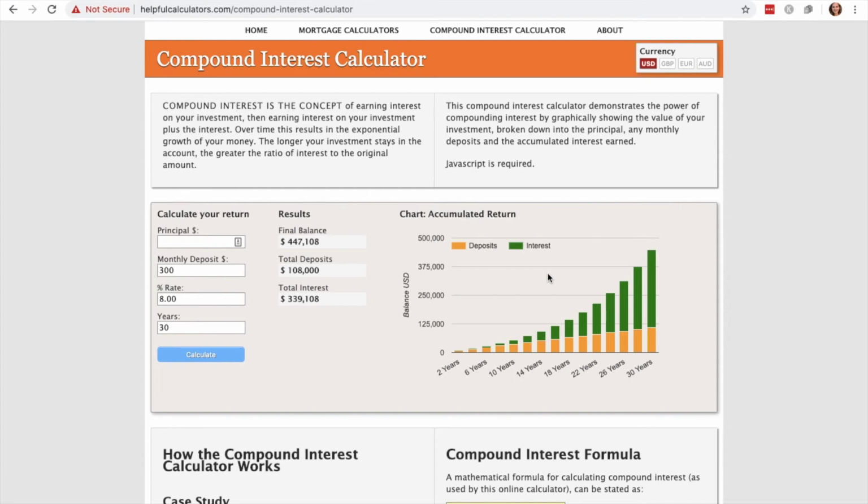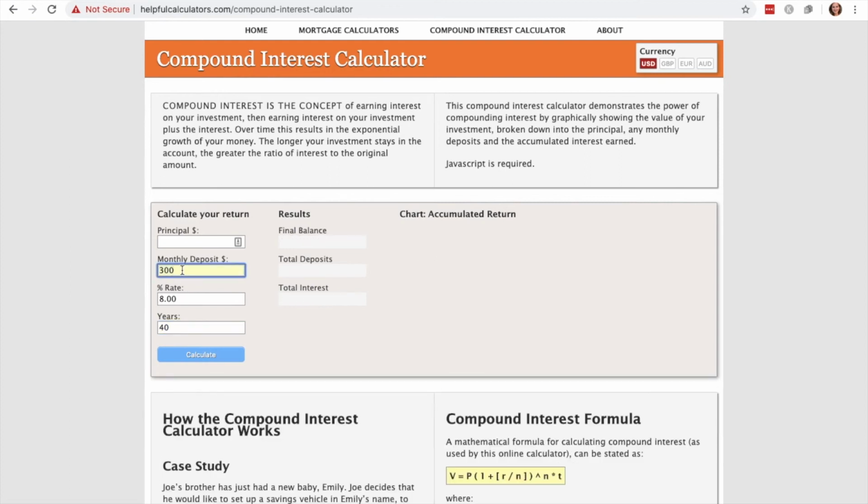So the true power of compound interest comes in time. It's about patience and leaving your money in investments for as long as possible. Now, if you say you're 25 and you plan on retiring at 65, that gives you 40 years to invest. We are going to keep this $300 monthly deposit so we can keep everything equal here in our example.